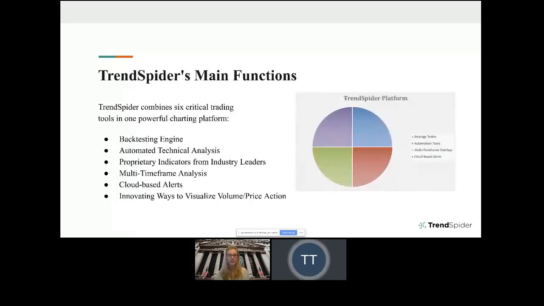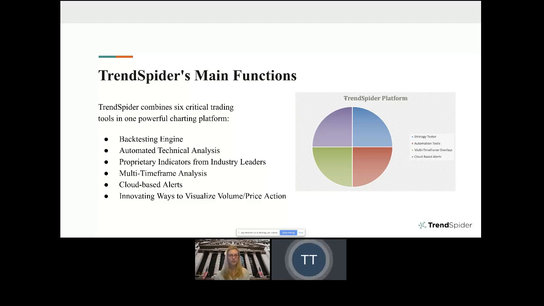Some of the main functions that we aim to solve these issues with are the backtesting engine, the automated technical analysis platform with trend lines, fib levels, the ability to overlay multiple timeframes, and proprietary indicators from industry leaders. That's something I'll be touching on with the Anchored VWAP, which was created by Brian Shannon. We will be going over a little bit of multi-timeframe analysis in this webinar as well, and I will be showing how to use the cloud-based alerts.